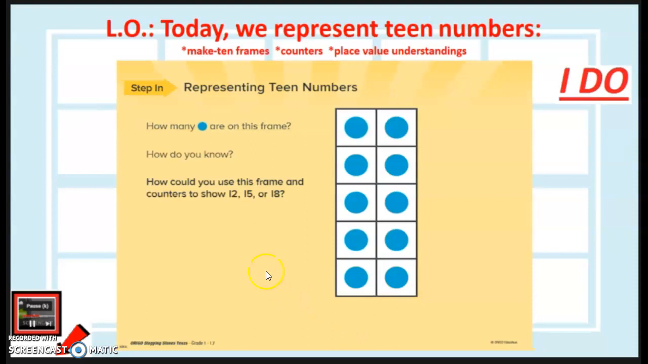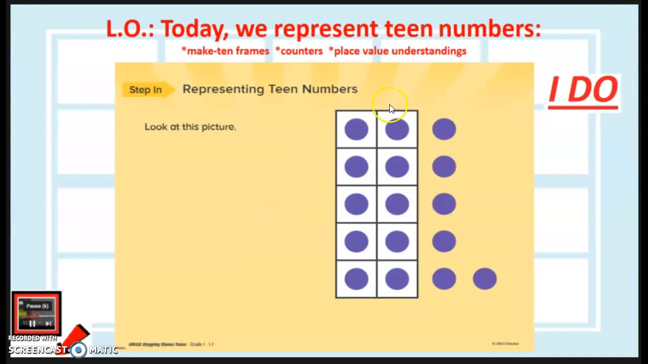Now I know I have 10, but how can I make 12, 15, or even 18? If these are 10, how can I show that extra difference? That extra difference of 2, that extra difference of 5, or that extra difference of 8? Well, easily, I would just add some more counters. I'd start counting at 10 and count on. 11, 12. Count on.